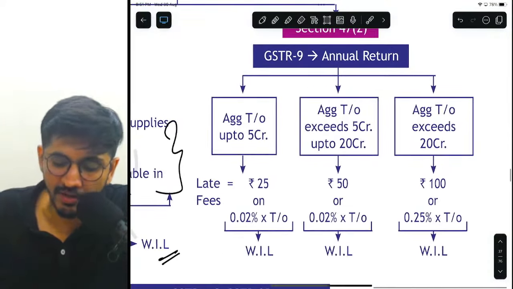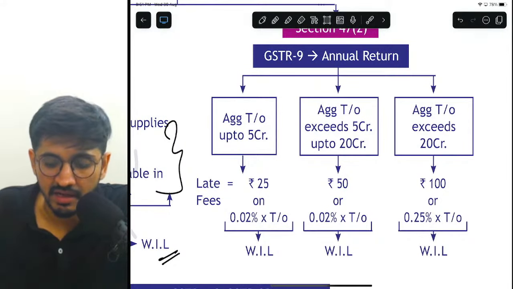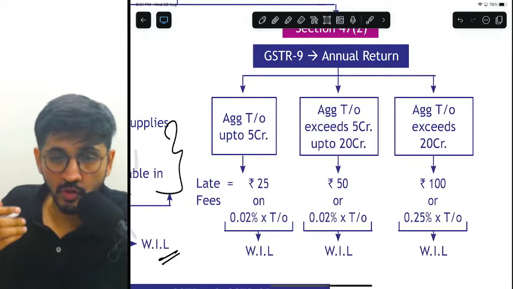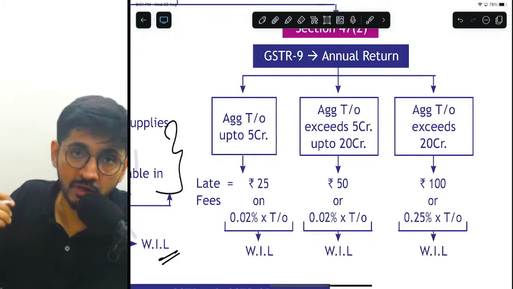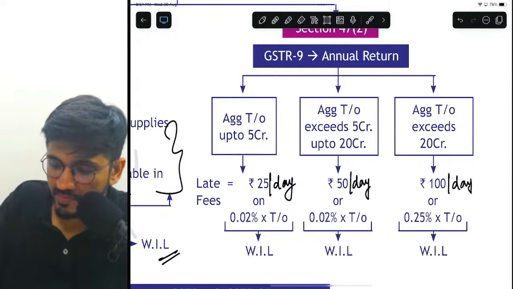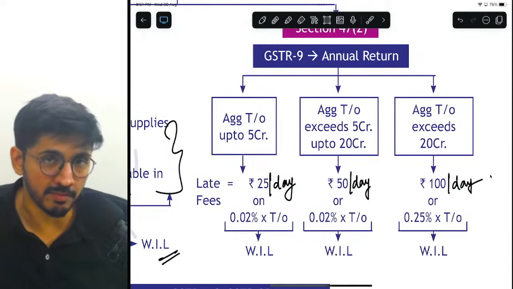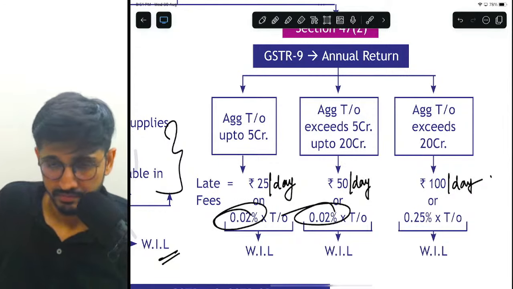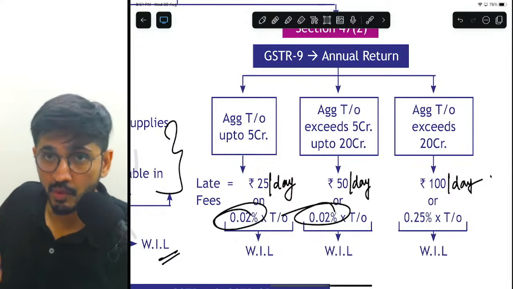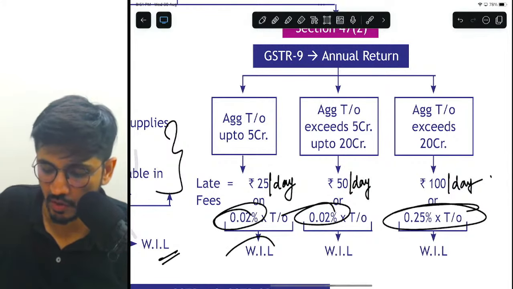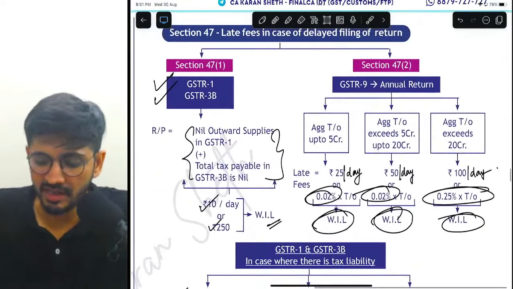And the last, my dear friends, is the annual return, that is GSTR 9. If the aggregate turnover in the preceding financial year is up to 5 crores, it is 25 rupees or 0.02% of the turnover in the preceding financial year. And this is per day, per day, per day. Next, if it exceeds 5 crores but up to 20 crores, it is 50 rupees per day, but the limit remains the same. And if it's more than 20 crores, then it's 100 rupees per day or 0.25% of the turnover, whichever is lower. Take it. So that is definitely there, my dear friends.